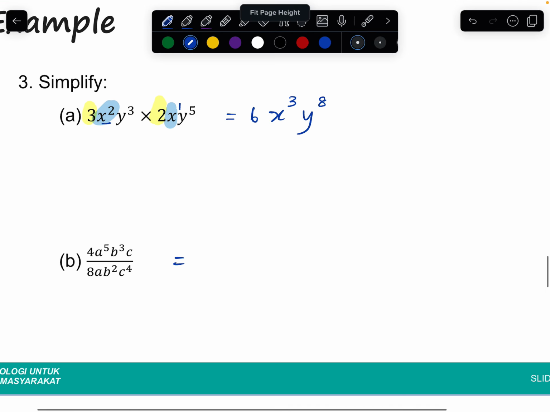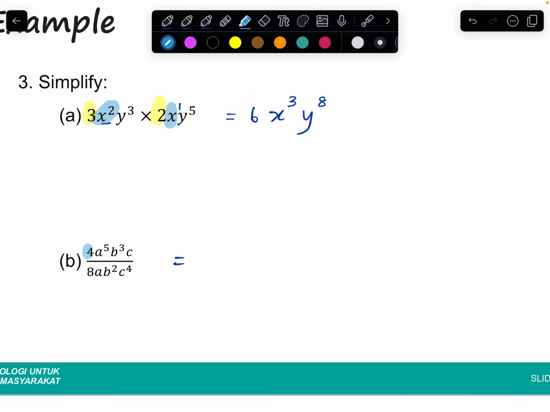Now question B, look at the number first. For 8 it is 1 over 2. And for a variable, we have 5 and 1 at the bottom, so 5 minus 1 is 4. For B, you have 3 and 2, so b power of 1. For C, 1 minus 4 is minus 3. You can also rewrite like this, a to the 4 b over 2c cubed. Okay, this is the same answer.